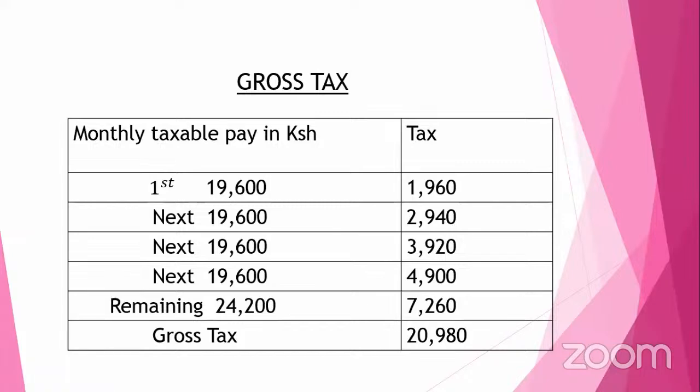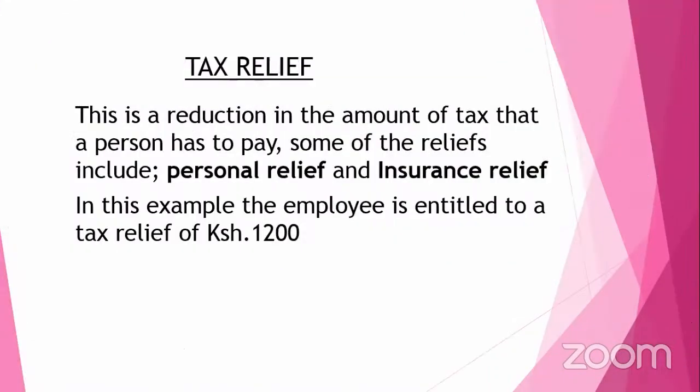Now we proceed with the next definition. We said relief, tax relief. Those who are asking about tax reliefs, here we are. This is a reduction in the amount of tax that a person has to pay. Some of the reliefs include personal relief and insurance relief. I remember somebody was asking me where we place the insurance relief. This is where we place the insurance relief. In this example, the employee is entitled to a tax relief of 1,200.